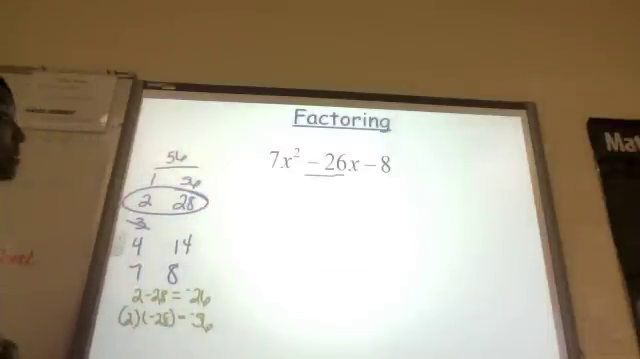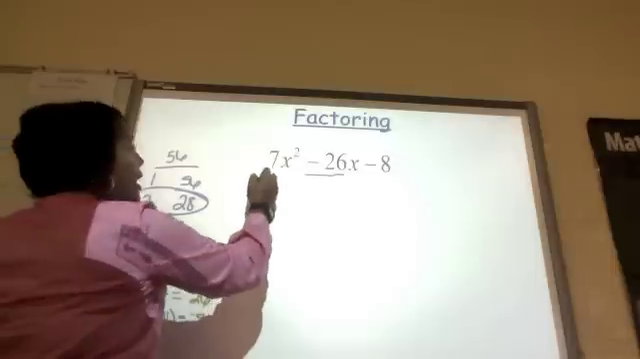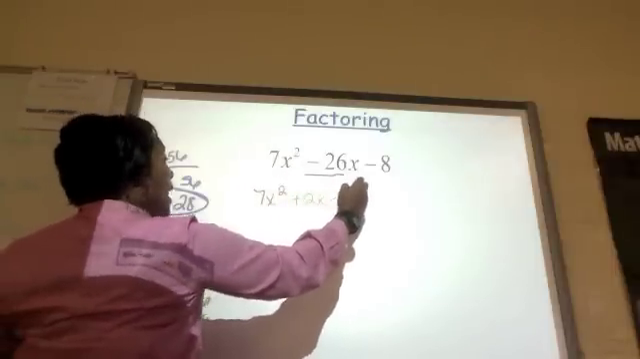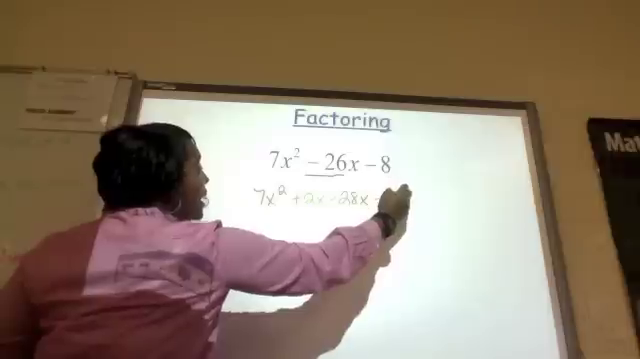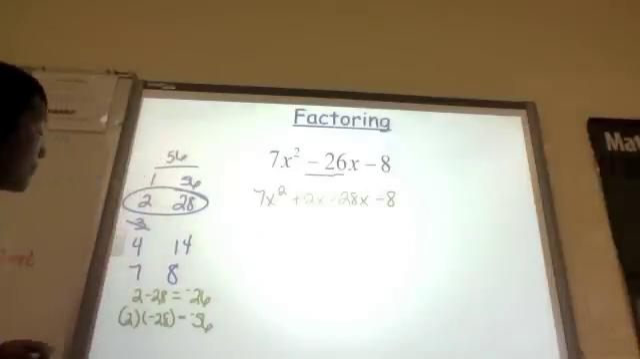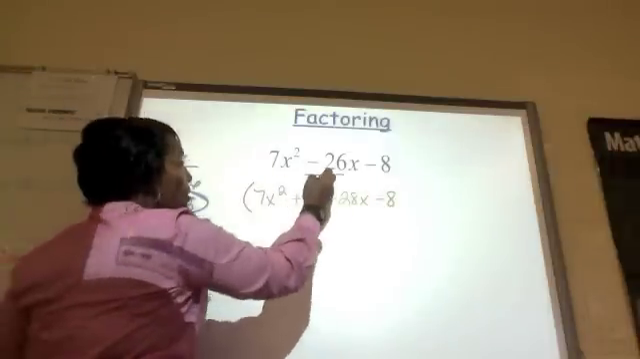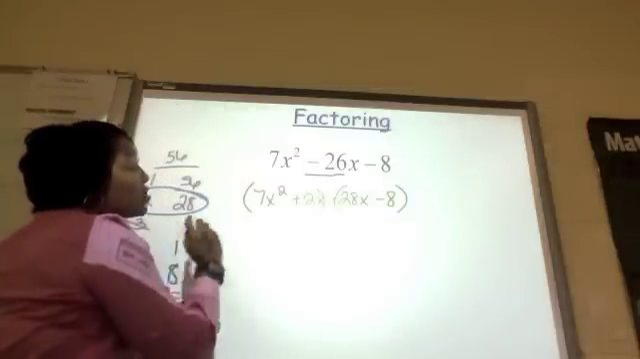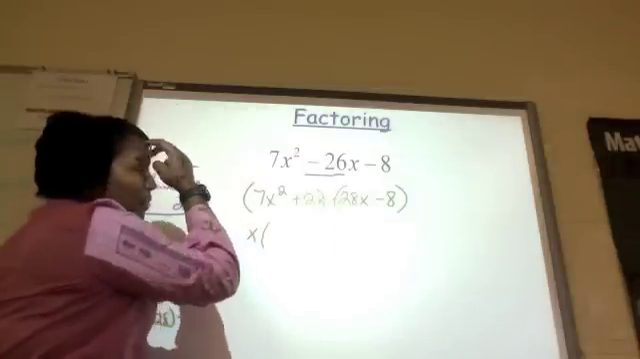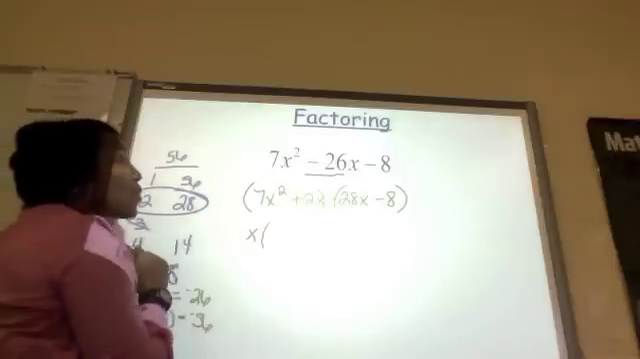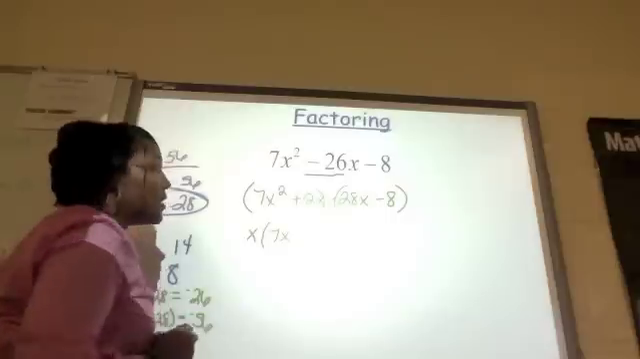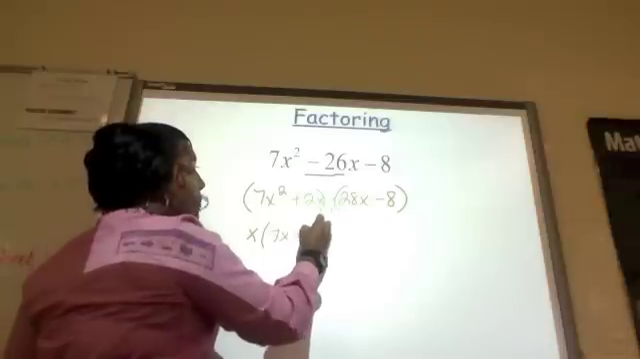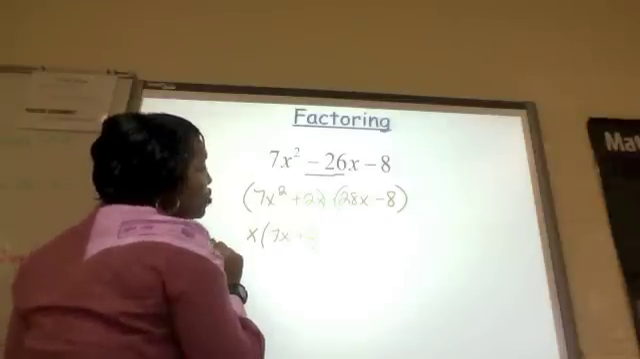Okay, rewrite: 7x squared plus 2x minus 28x minus 8. Okay, group. And my greatest common factor here would be x. What can I do to x to get 7x squared? Multiply by 7x. What can I do to x to get 2x? Multiply by 2.